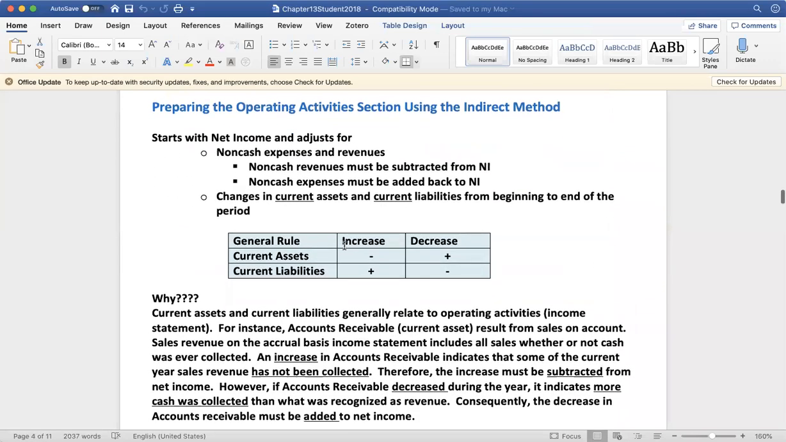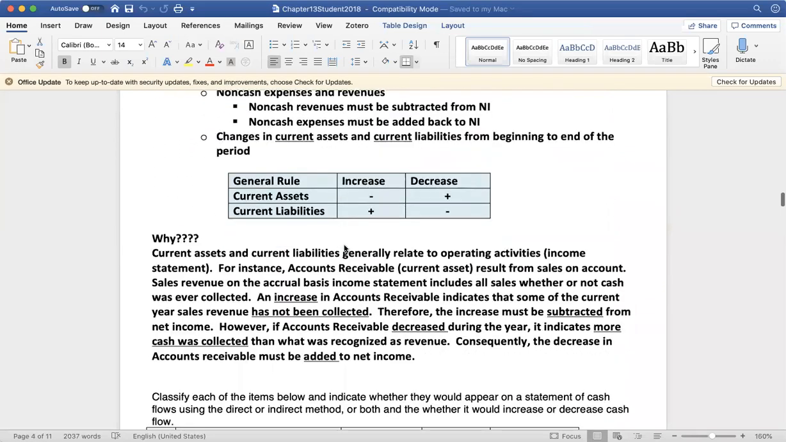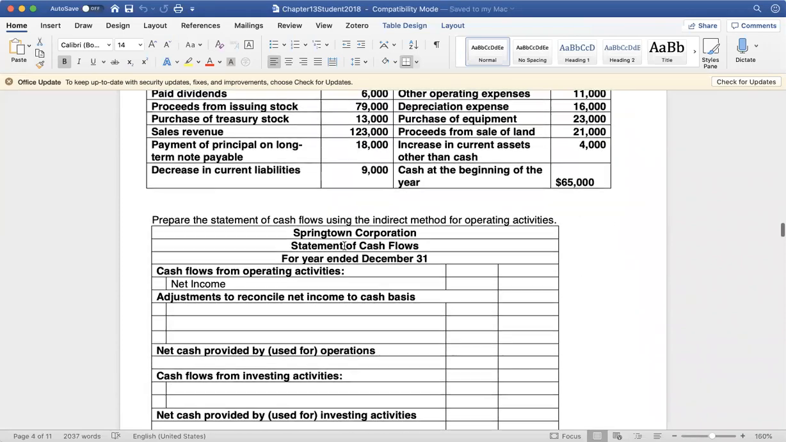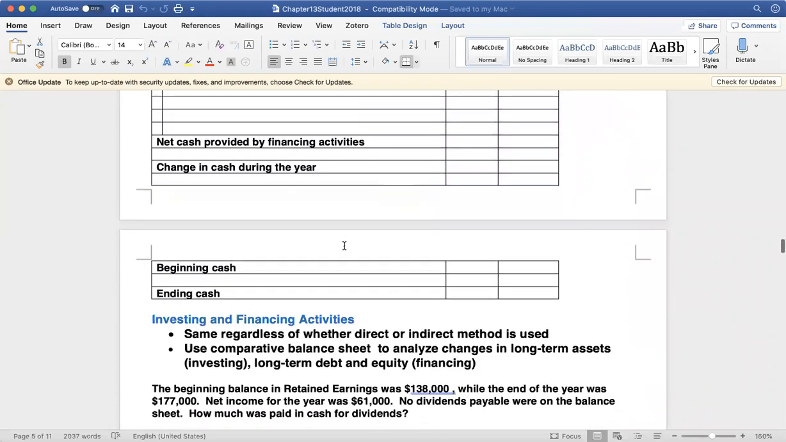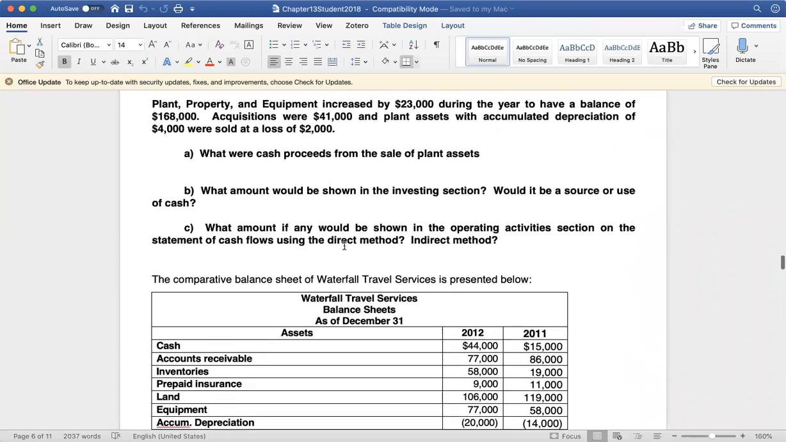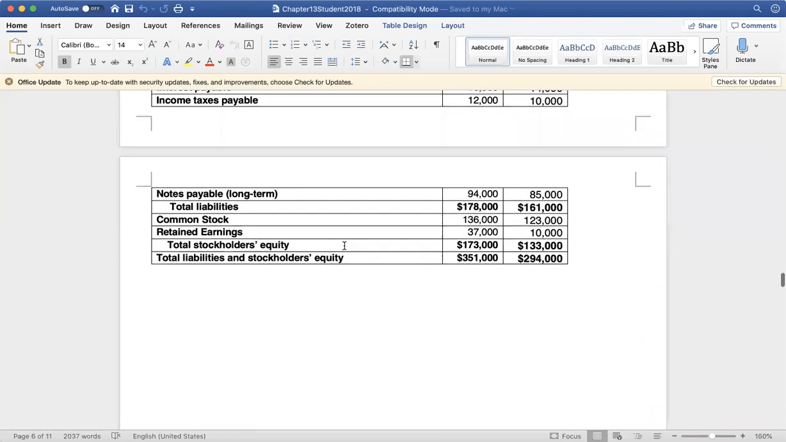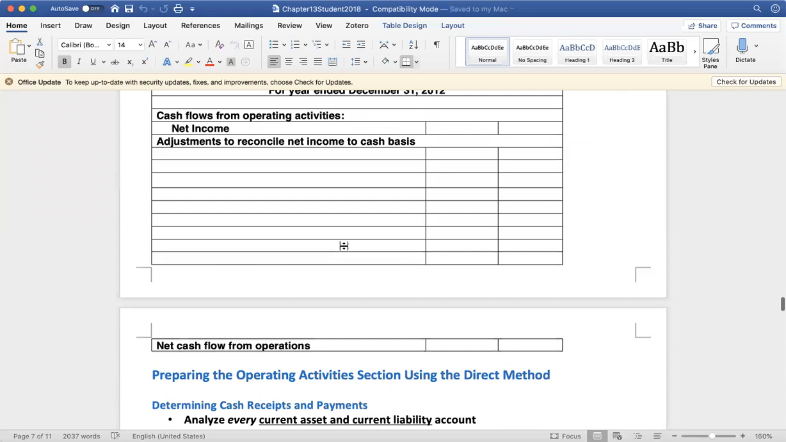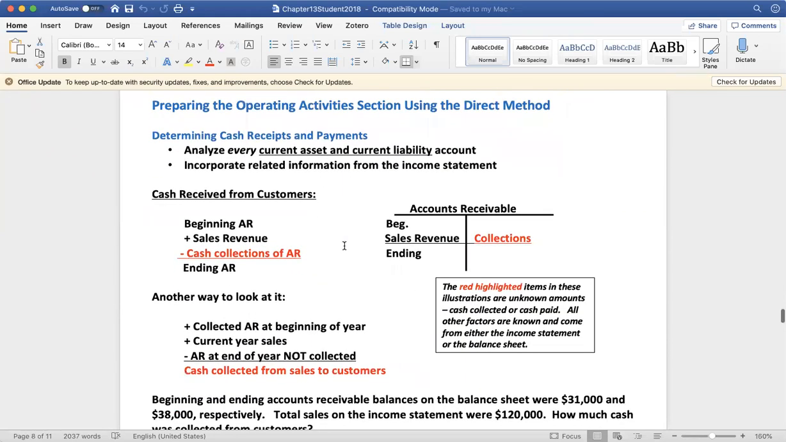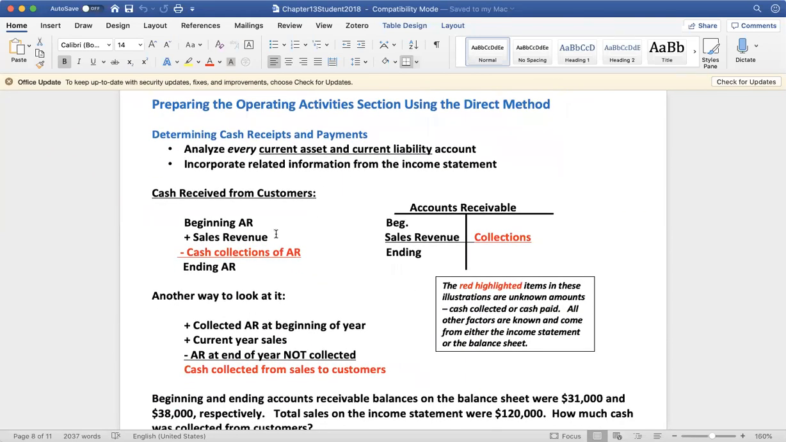So how do we prepare the operating activities using, let me see, the direct method? The indirect method I just introduced, but how about we use the direct method? Okay, so this is just an example of how we use the direct method to calculate operating activities. Okay, so I will just do one example with you.